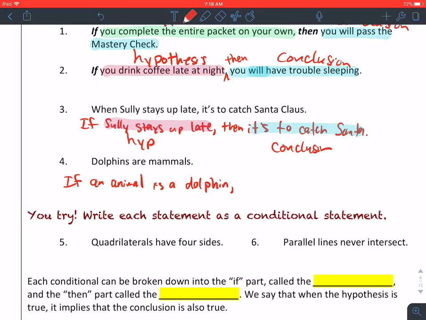By the way, I was watching the Miami Dolphins this weekend, and the announcer kept calling them the fish. And I was getting super annoyed because they're not fish.